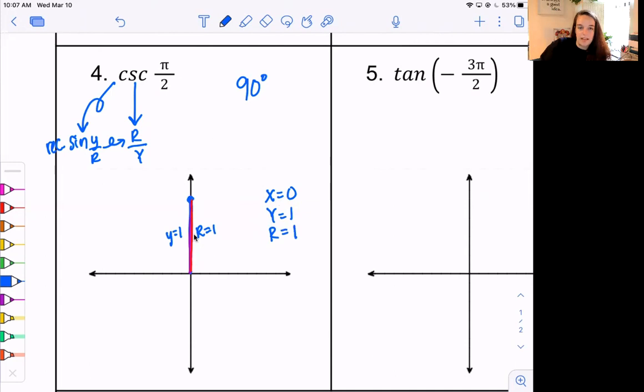So on this axis here, my r is going to be positive 1. My y is positive 1. It would be negative 1 if it was down here on the bottom. So my cosecant of pi over 2 would be 1 over 1, which is just 1 as an answer. Okay, so cosecant of pi over 2 equals 1. This is what we're going to do if we have any point that is on an axis. So let's go ahead and talk about another point that's on an axis.